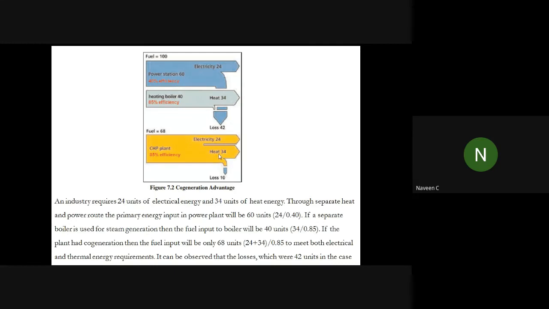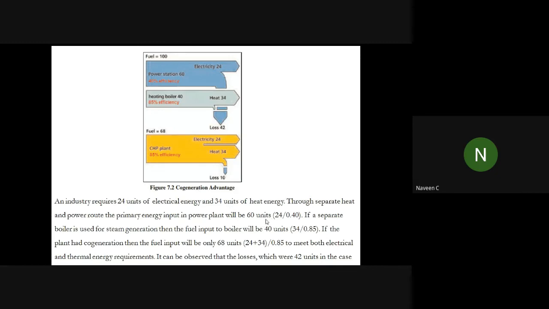That is what you are going to see, what the types are. We'll say bottoming cycle, topping cycle. These are the classifications which will tell which is required, which is preferred. Whether your process is preferring first heat or first thermal output, or first electricity output. That is explained in the paragraph.